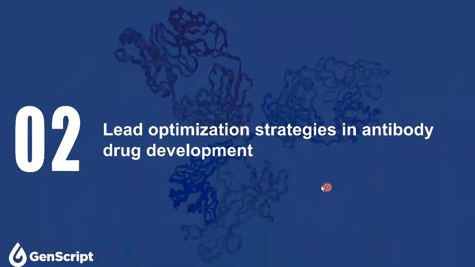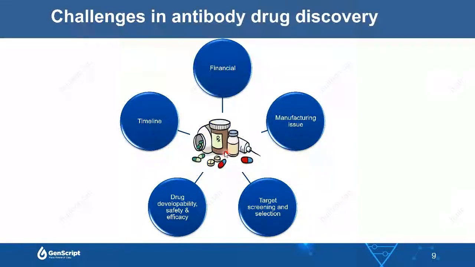Next, I would like to discuss what challenges scientists and researchers face nowadays and what lead optimization strategies scientists have used in antibody drug development. Antibody drug discovery is an arduous process that often starts with extensive screening of an antibody library to identify optimal candidates, namely those having high affinity antigen binding and other desirable functional properties.